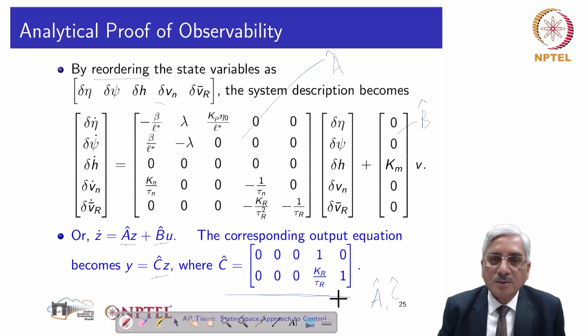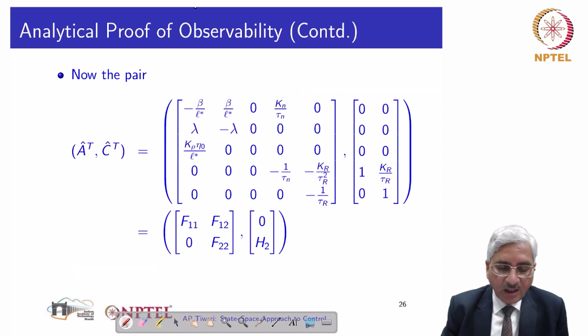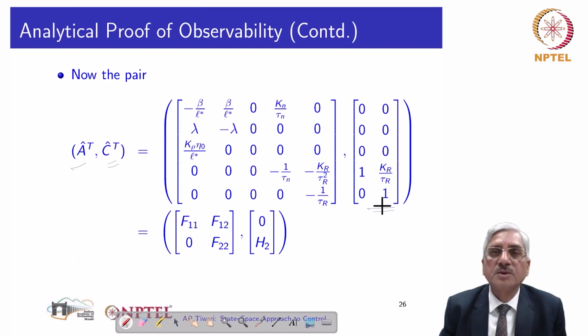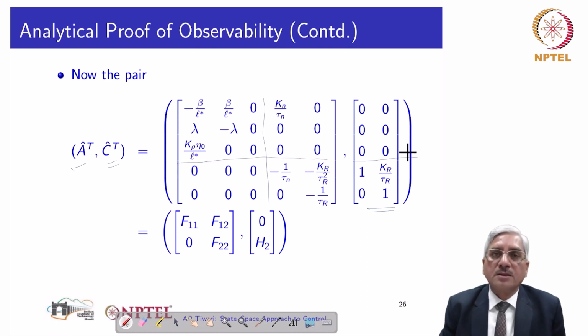In order to argue more comfortably, generally we are more comfortable with arguments of controllability. So we know that observability of a linear system is equivalent to the controllability of the transpose. So we will consider A hat transpose and C hat transpose, that pair, and this is the A hat transpose, this is the C hat transpose. We partition it into one third order and one second order system.